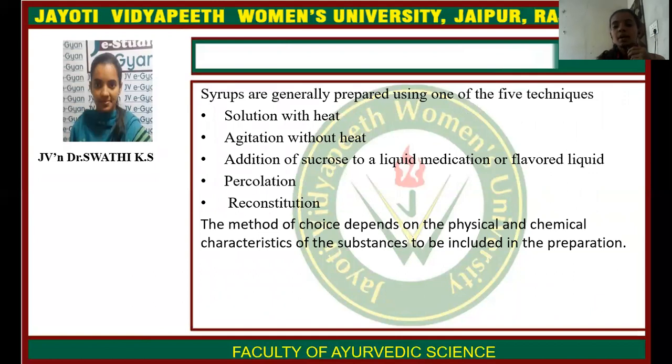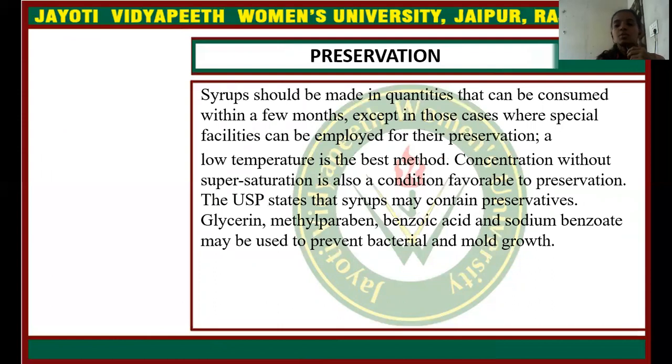Syrups are generally prepared using one of five techniques: solution with heat, agitation without heat, addition of sucrose to a liquid medication or flavored liquid, percolation, and reconstitution. So the method of choice depends on the physical and chemical characteristics of the substance to be included in the preparation. Next one is preservation.